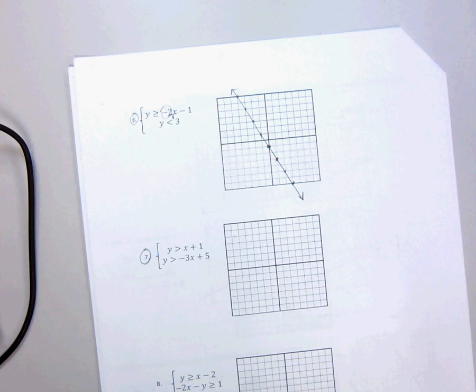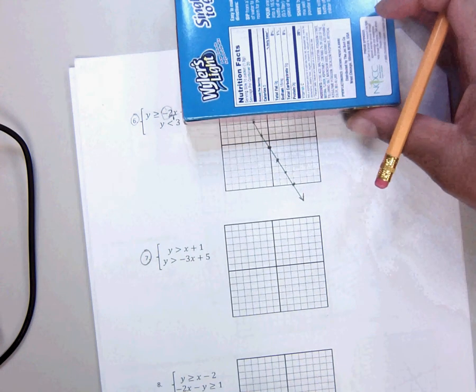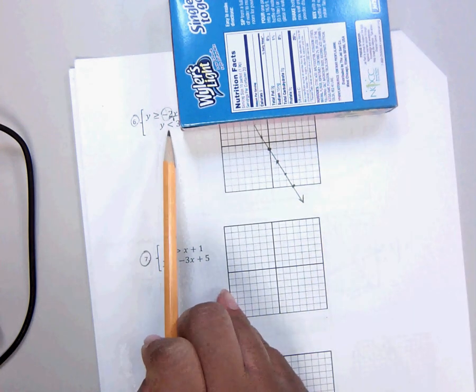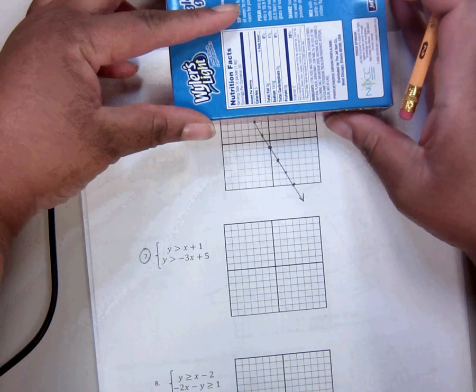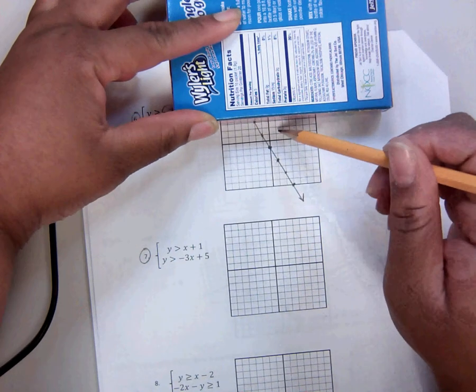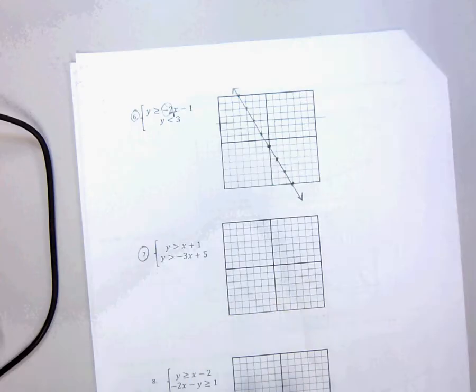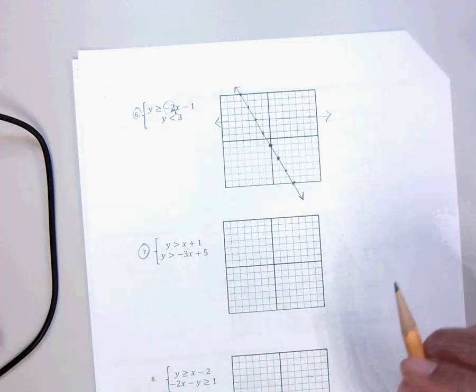Okay, now we need to do y equals 3 would be there. Okay, and since it has no line under it, this line should be connected with a dash. 1, 2, 3 on the y, dash, dash, dash, dash.